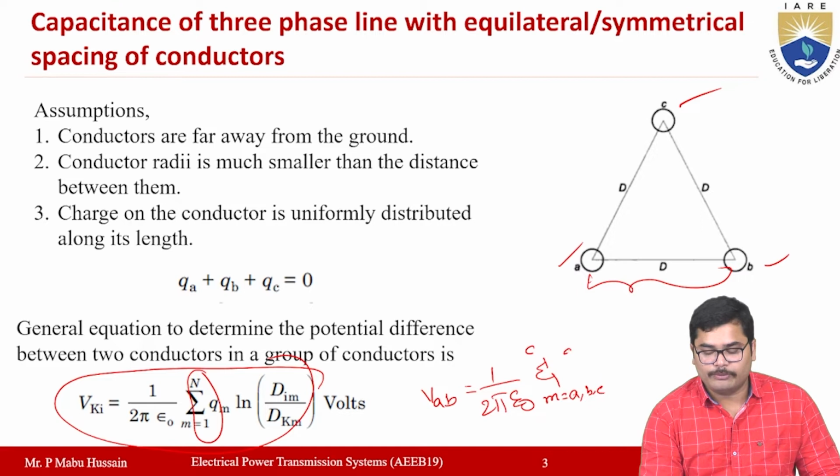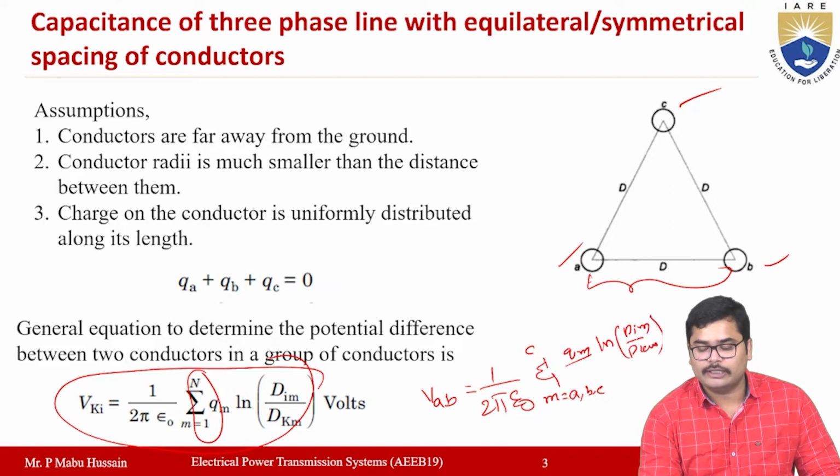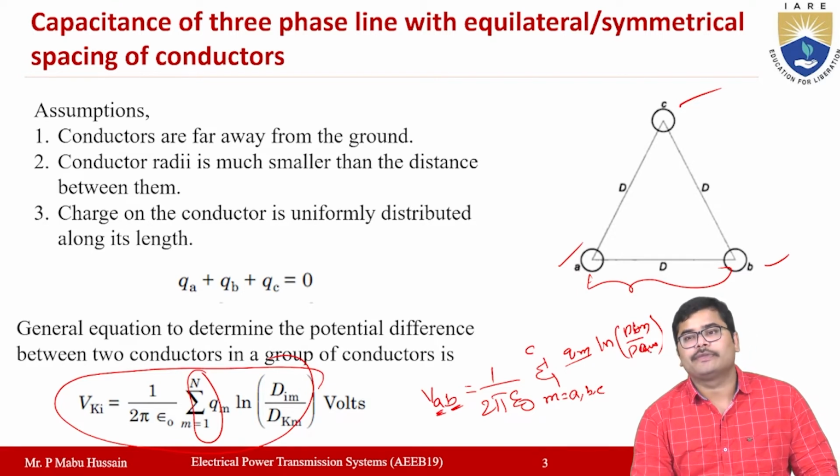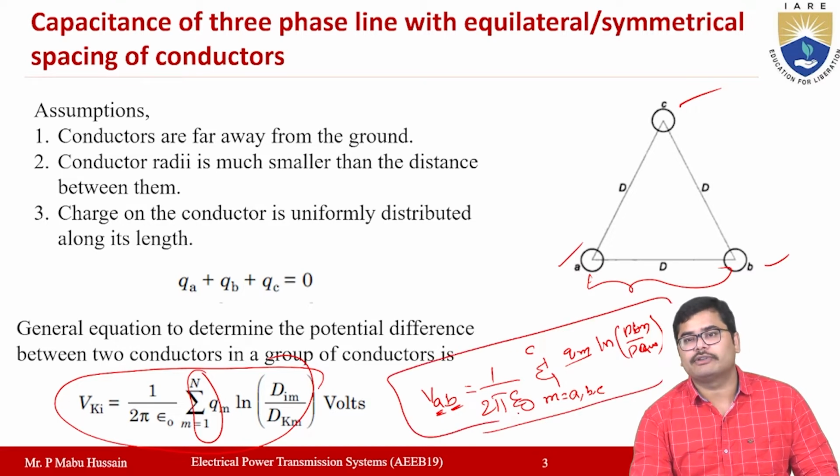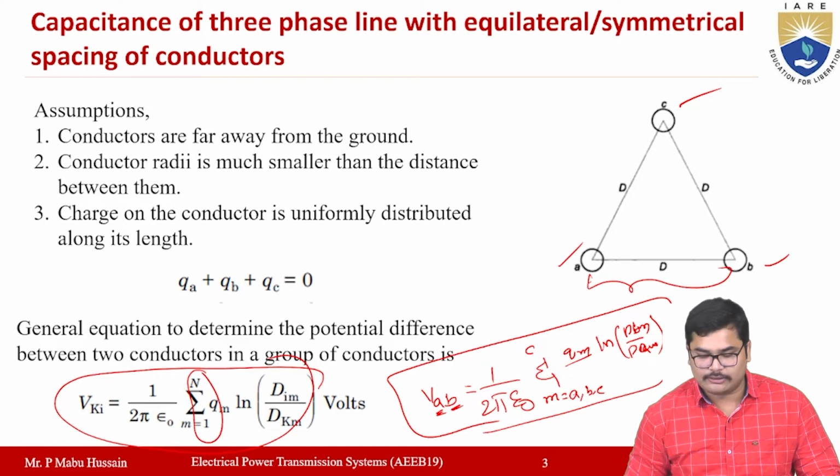So now QM into ln DIM by DKM. Here I is nothing but B, so this will be DBM. K is nothing but A, so this will be DAM. This equation is the potential difference between the conductors A and B, and that is written here.